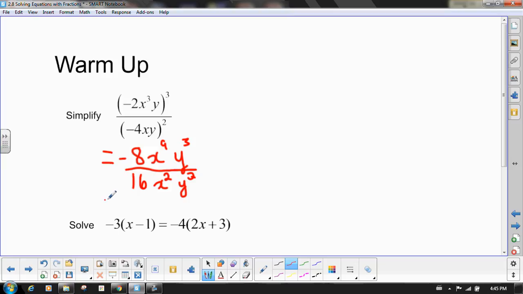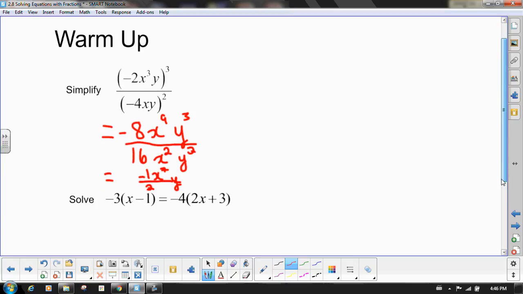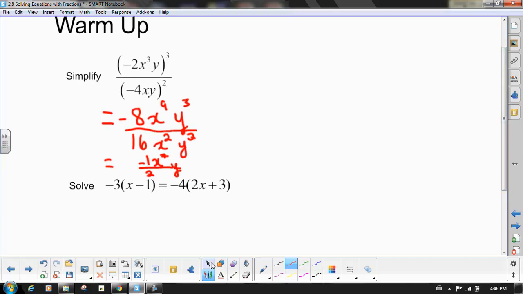Now I can simplify from the numerator to the denominator. Negative 8 over 16 is going to reduce to give me negative 1 over 2. Now that I'm dividing, I'm going to subtract my exponents. So I'm going to get x to the power 7. And then 3 take away 2 is 1. So when this is simplified, I have negative 1/2 x to the 7 y.